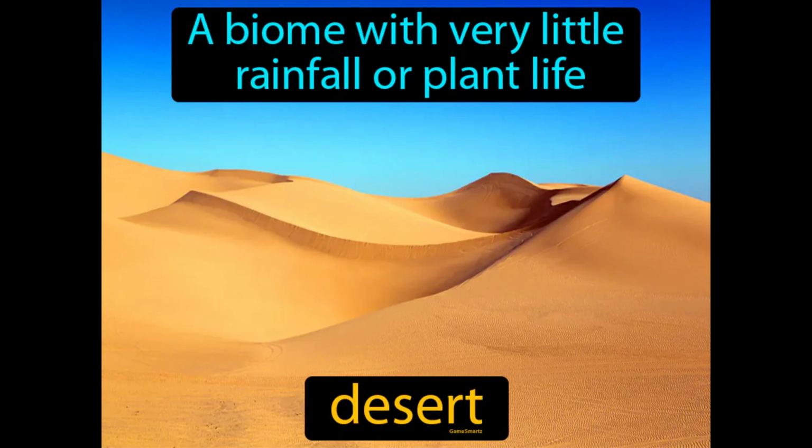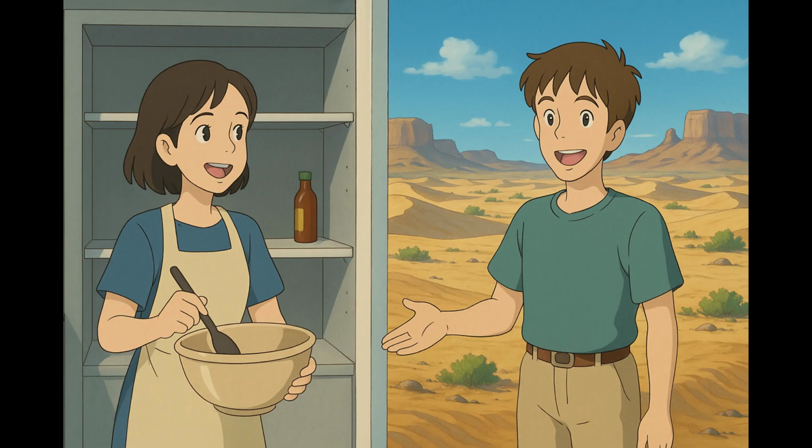A biome with very little rainfall or plant life. Desert. A desert is a dry area where there is little water and consequently very few plants and animals can survive. Imagine trying to cook a meal with an almost empty pantry. Just like the challenge of making a dish with limited ingredients, a desert is a biome with very little rainfall or plant life, making it difficult for life to thrive.